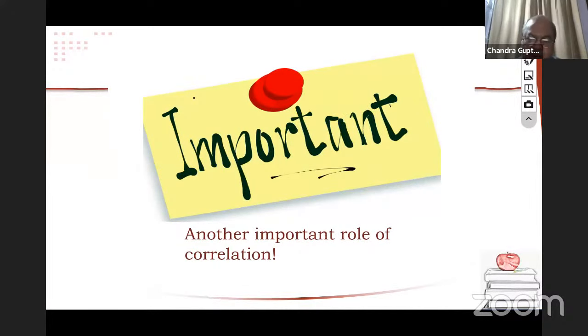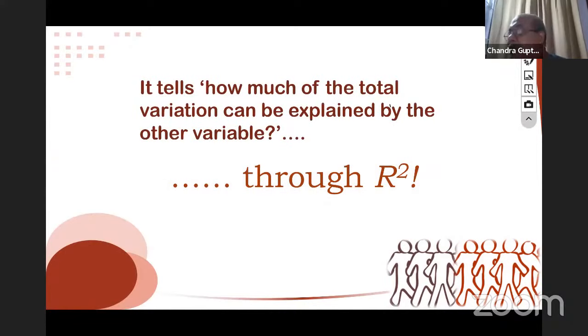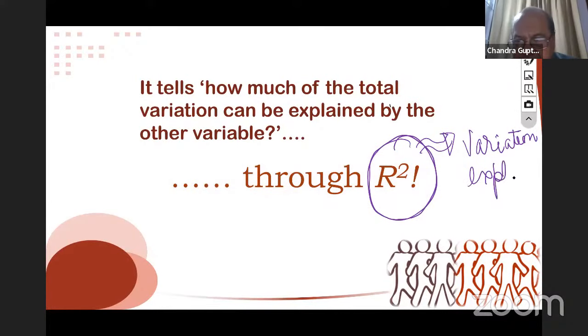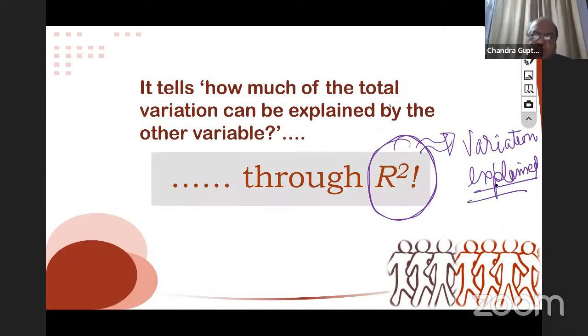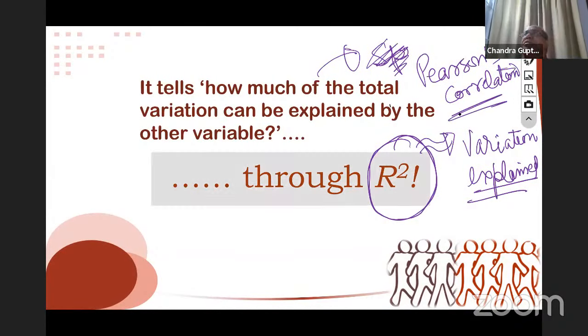And please understand the important role of correlation: it tells how much of the total variation can be explained by the other variables through R square. And we all know that R square represents variation explained. And this is true for Pearson's correlation, and not for any other correlation measure. For Pearson's correlation, if you take a square of it, it will explain how much variation can be explained between them by using these figures.